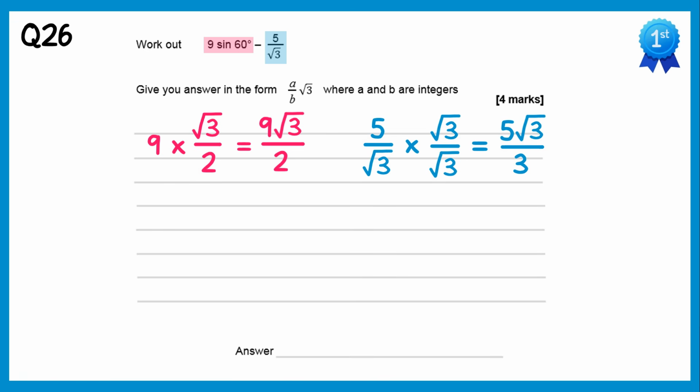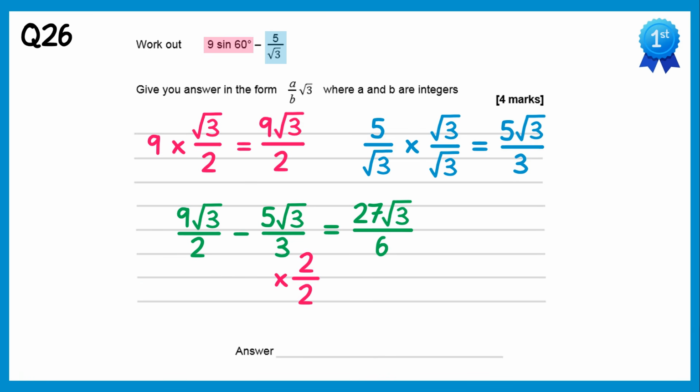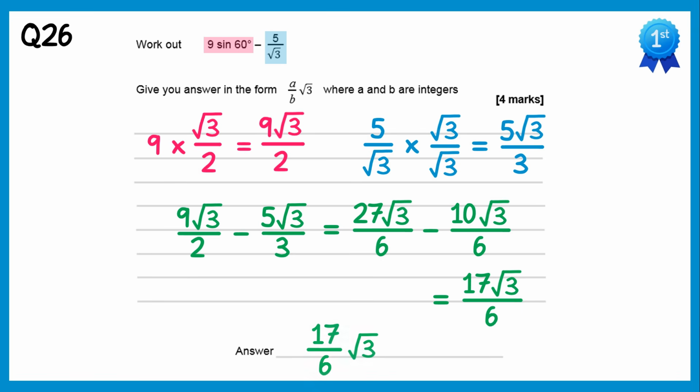So all we need to do is take away these two results. It's 9 root 3 over 2, take 5 root 3 over 3. To subtract these, I need to make sure I have the same number on the bottom. So I'll times the first one by 3 over 3, which gives us 27 root 3 over 6, and the second one by 2 over 2, which gives 10 root 3 over 6. I can now subtract the numerators. 27 root 3 take 10 root 3 is 17 root 3, and on the bottom is 6, which you could write in the form 17 over 6 root 3, and that matches the question.